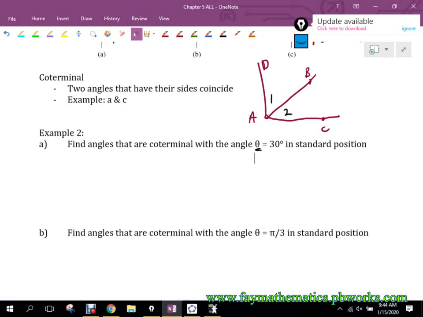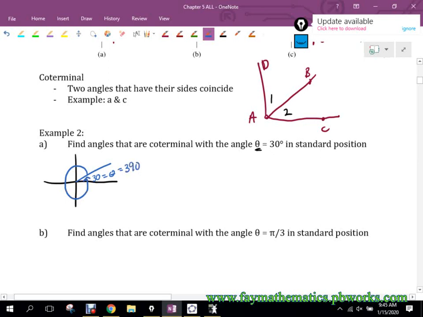Okay, so kind of a lengthy discussion about that, but they want us to find coterminal angles. Well, coterminal means that they have the same ending spot, right? Okay, so I like to draw a picture here. If that's 30 degrees, which is my theta, how many degrees do I need to rotate that to get back to itself? 360. So if I add 360 to the 30, I get 390.